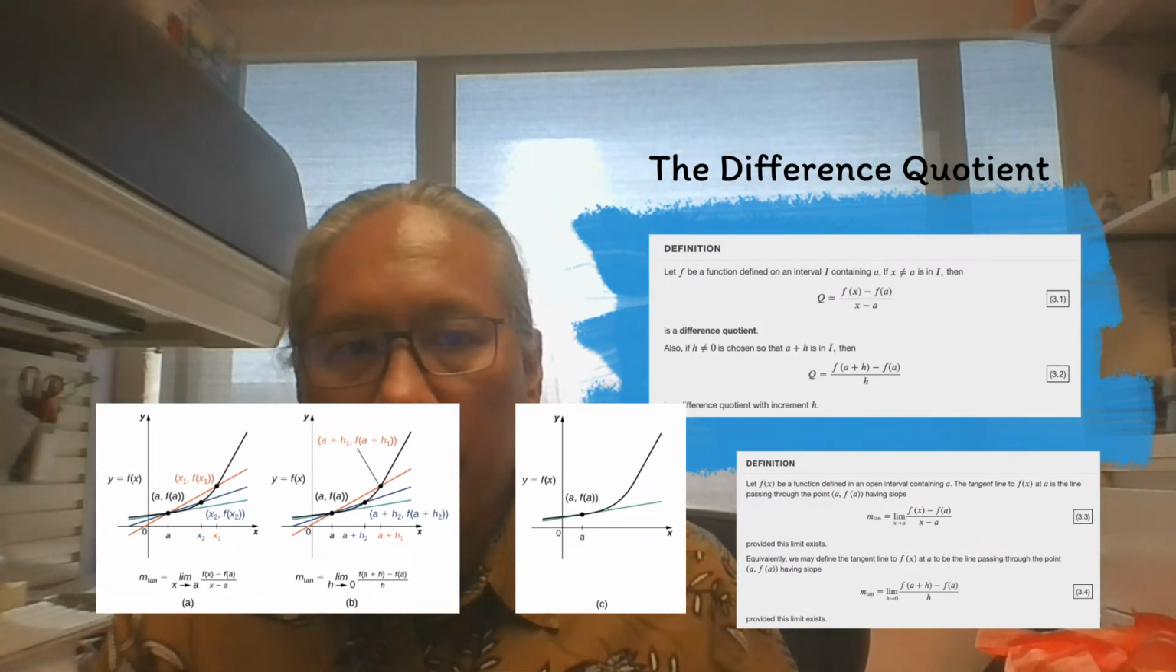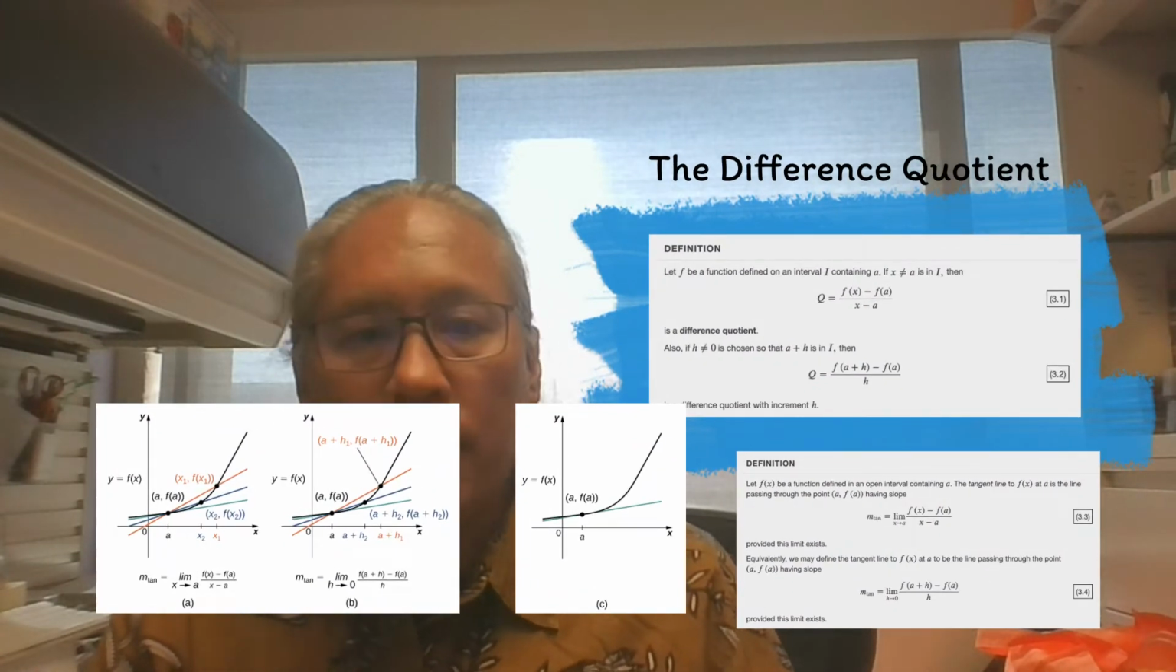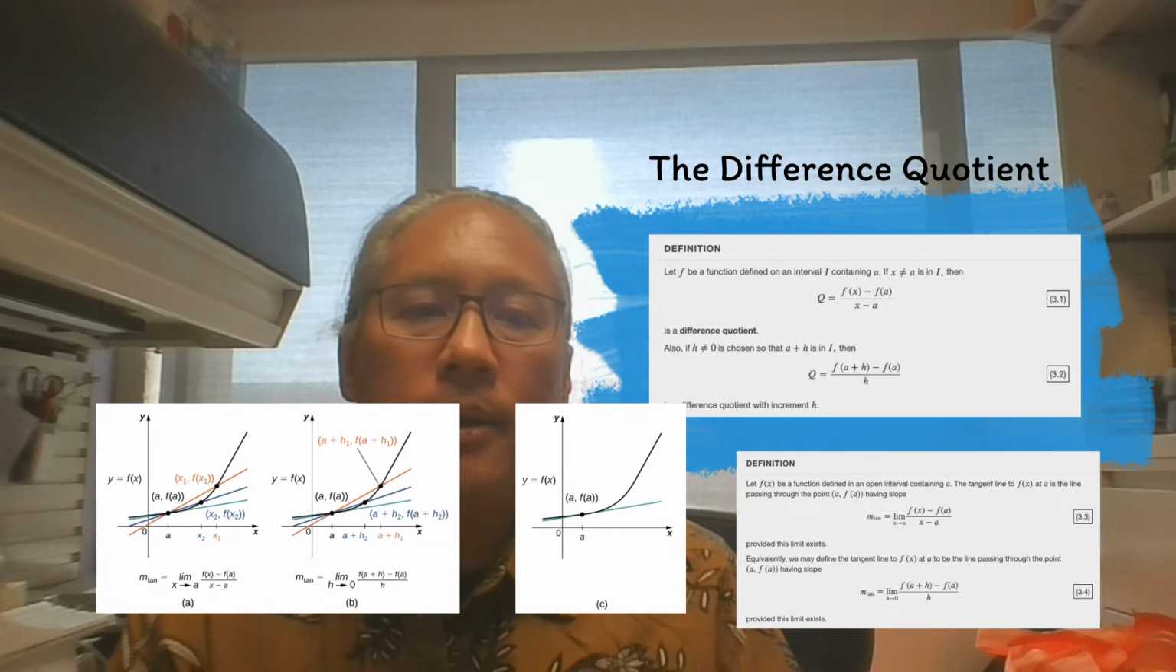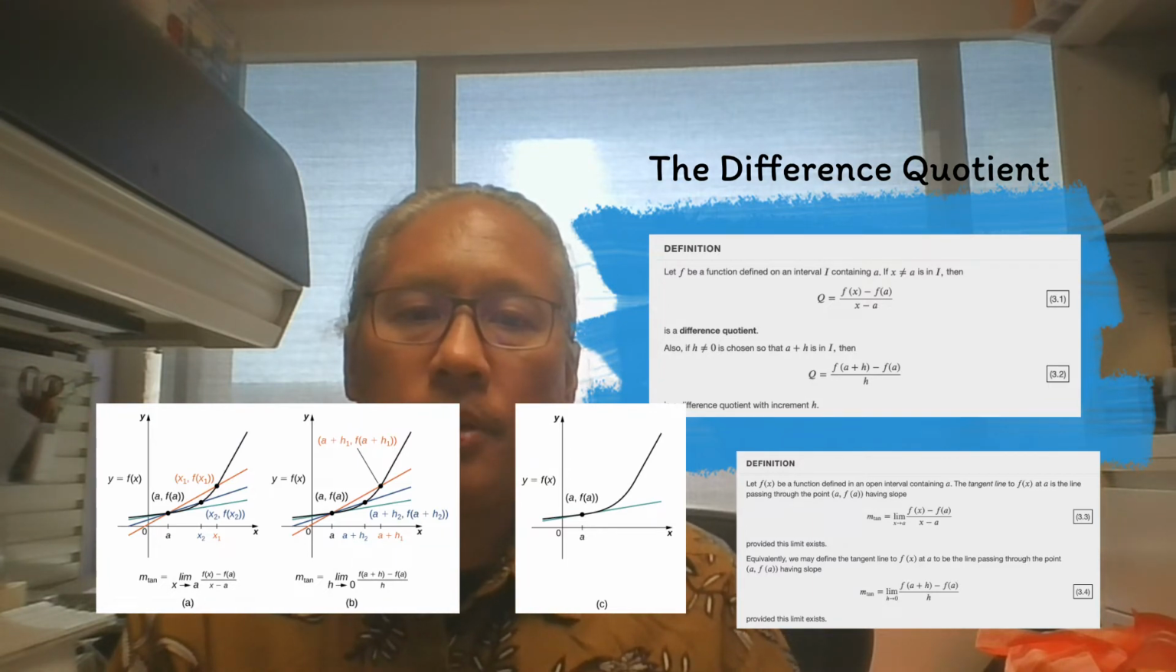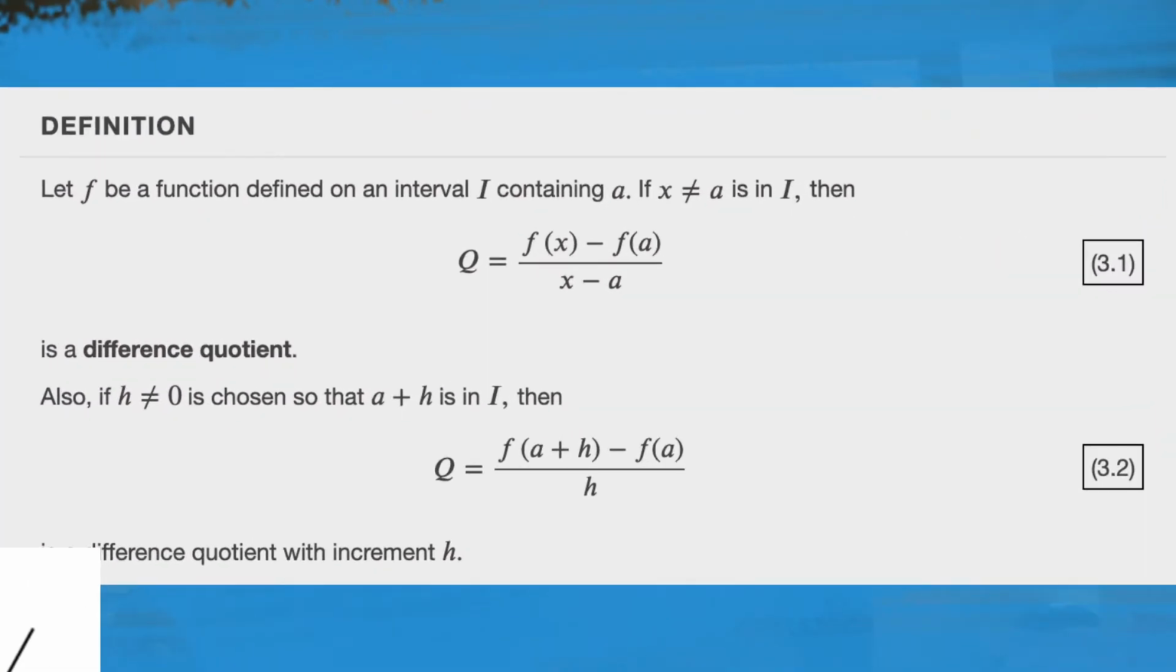So in our problem, if you remember, we start off with a difference quotient to find the slope of the secant line. And so the slope of the secant line will be given by the difference of the y values, f of x minus f of a, divided by the difference of the x values, and that would be x minus a. So this is known as a difference quotient.